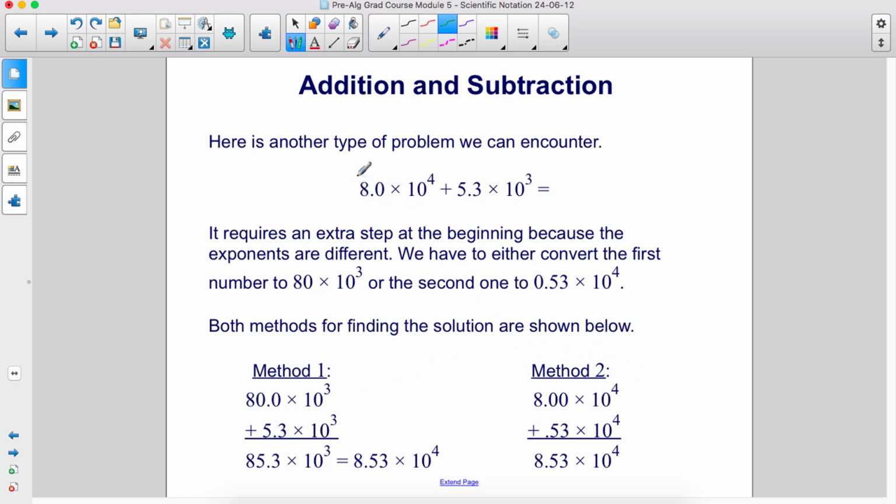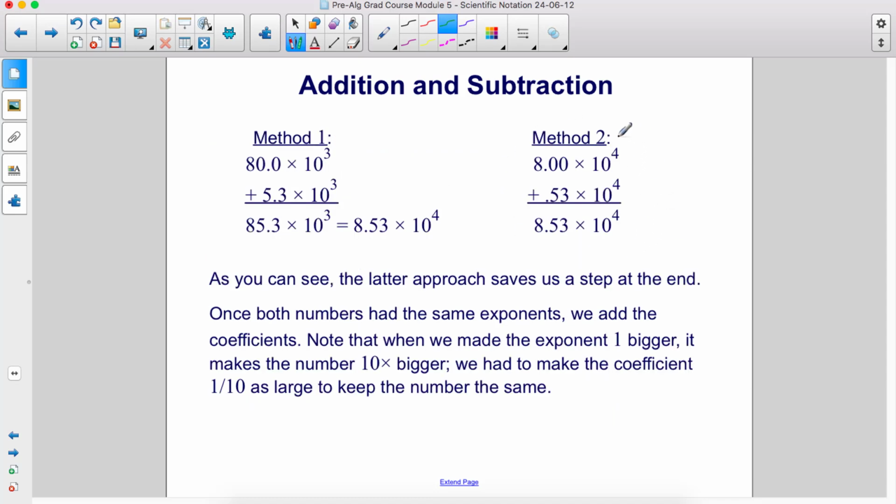I would convert this number, the larger number, to be 80 times 10 to the third. Then it's 80 plus 5.3. Then you get 85.3 times 10 to the third, which then you do need to move that decimal 1 over and increase the exponent by 1. However, as you can see, using method 2, this actually saves us a step at the end.